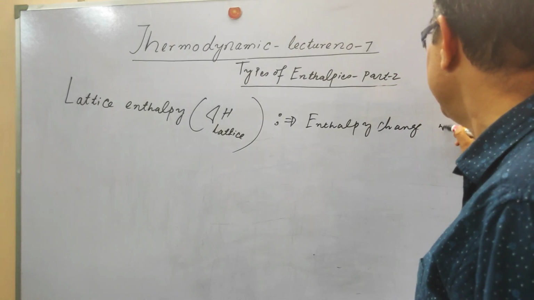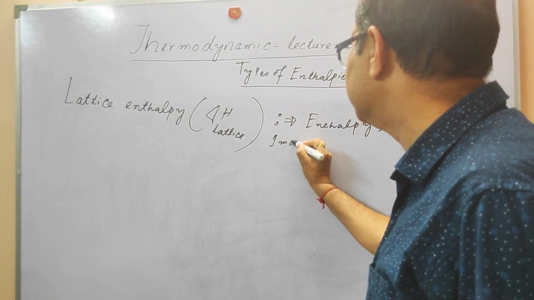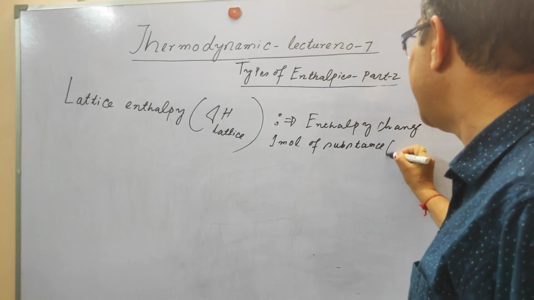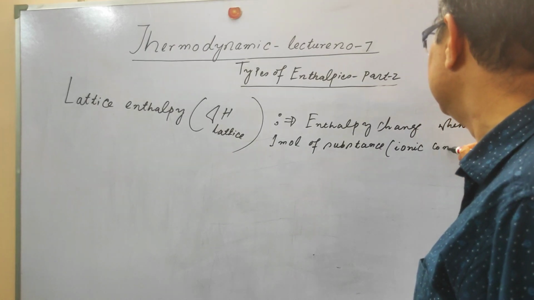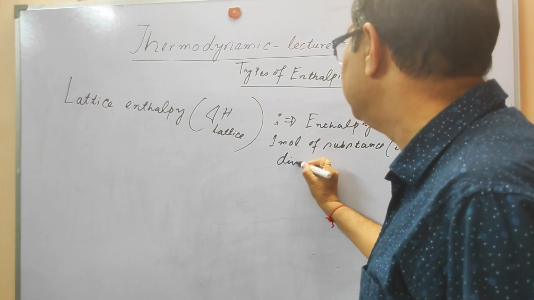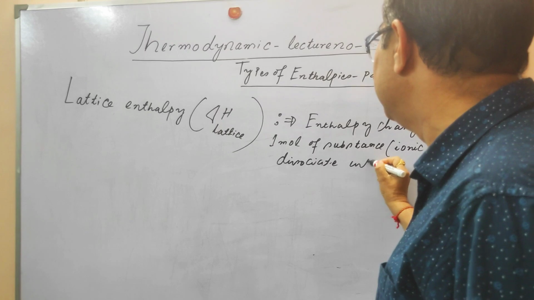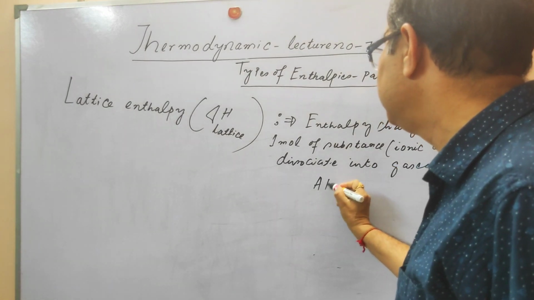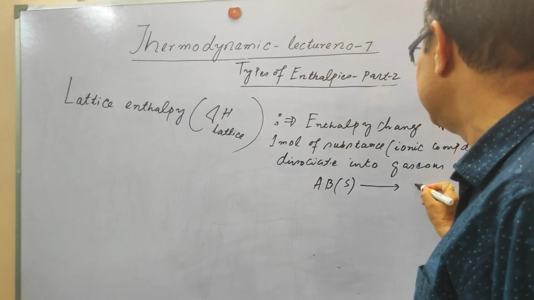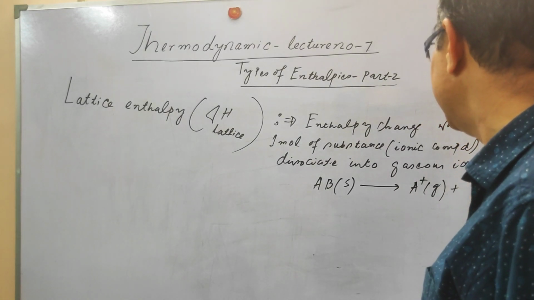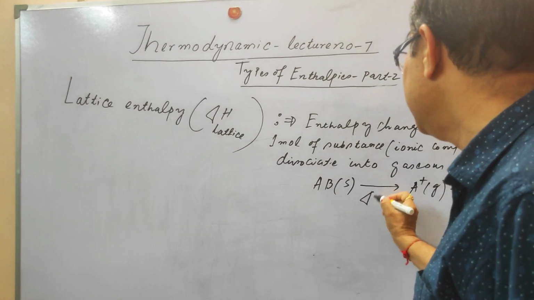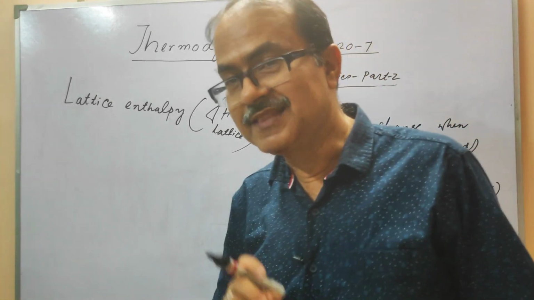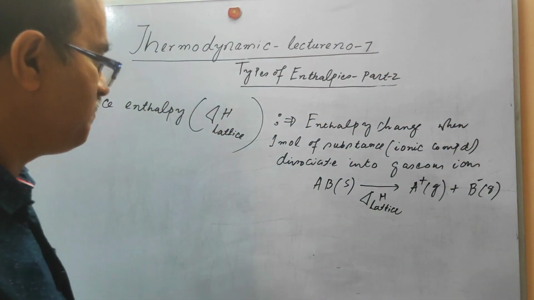This is basically the enthalpy change when 1 mole of a substance, that is basically an ionic compound, dissociates into the gaseous ions. Suppose this is an ionic compound and it has been dissociated into gaseous cations and gaseous anions. Then we will call this the lattice enthalpy. But lattice enthalpy you cannot measure directly.